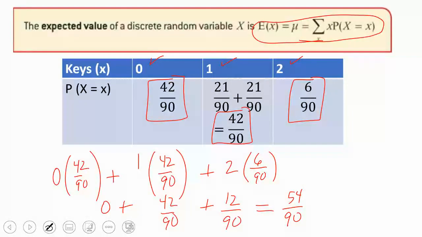And you can change that and reduce it. You get 0.6 or 3/5. So if I draw twice, I would be expected to get 3/5 of a key. Now, this is a silly situation, right? We're not going to draw keys out of things.